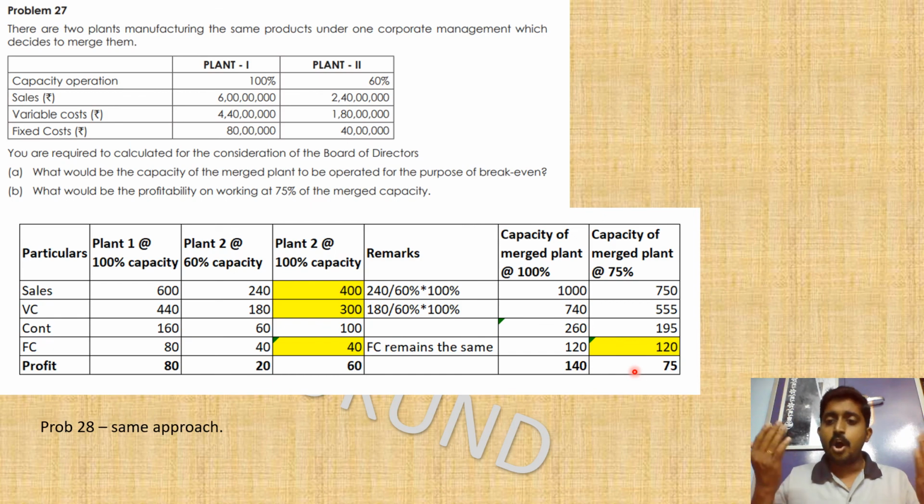We have placed all the required details for board of directors decision making as a cost accountant. So problem number 28, guys, is very similar to this problem. There is no possibility of any doubt if you have understood the facts. If you have any doubts, please reach me through the Telegram group or the comment section.